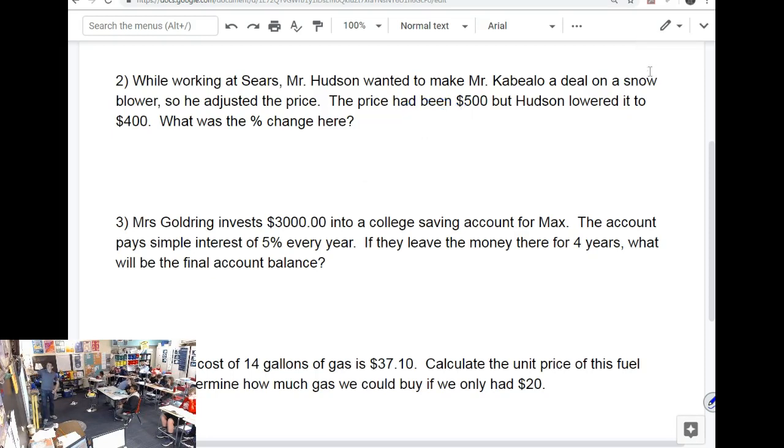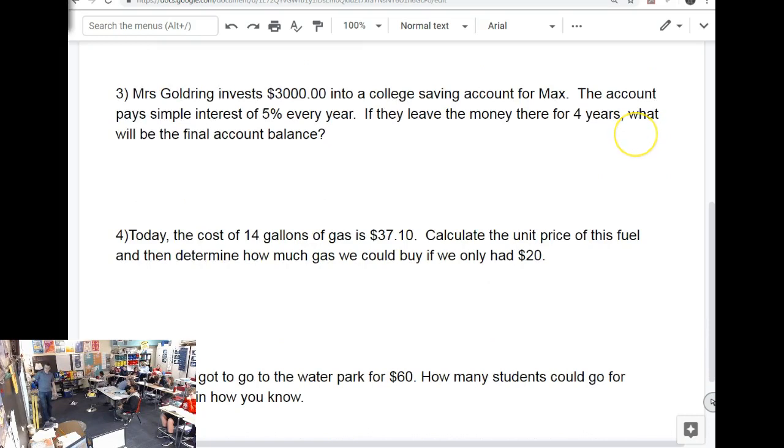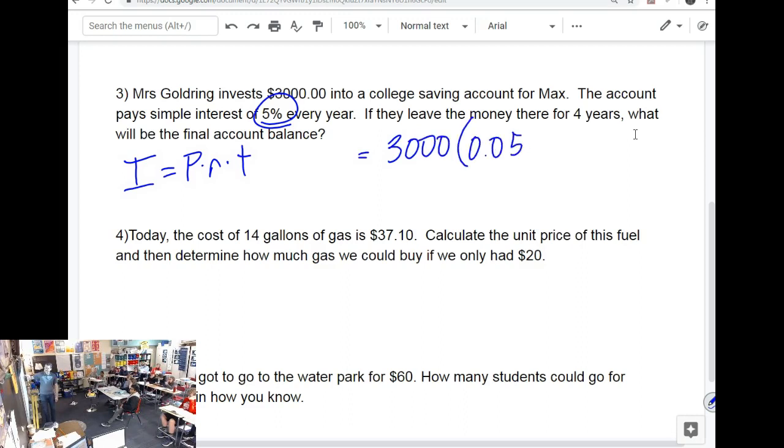Now in 3, our simple interest, you needed to be able to use that formula accurately. The biggest issue here was people converting 5% and making it 0.5. 5% is not 0.5. When we go to do this, it's 3,000 times 0.05 times 4. That gives us 600. And then we add it on to find the balance of $3,600.